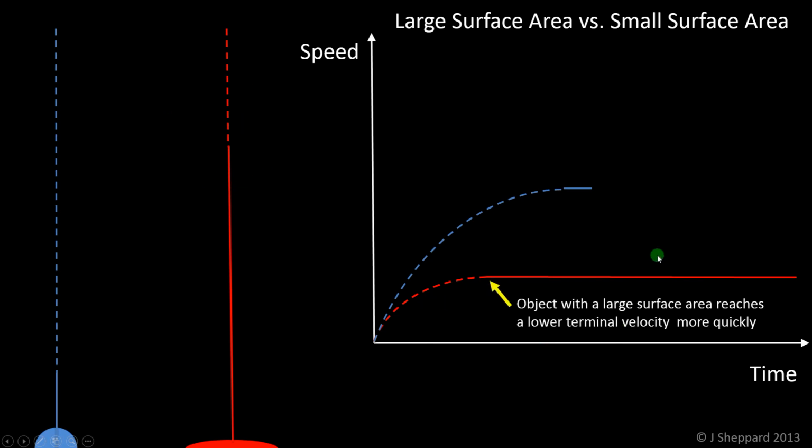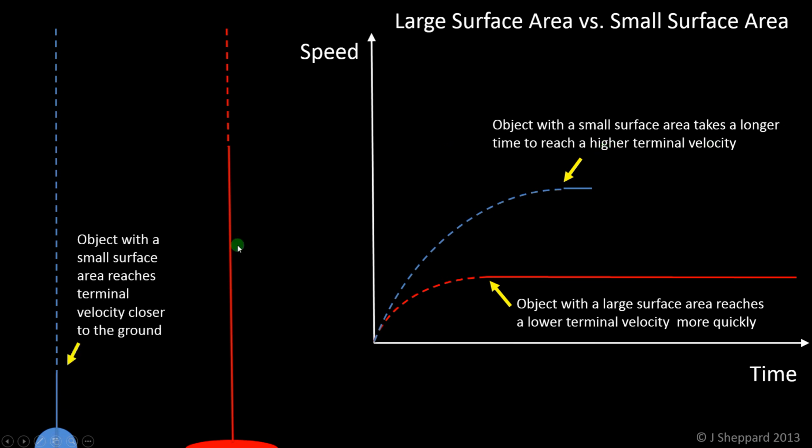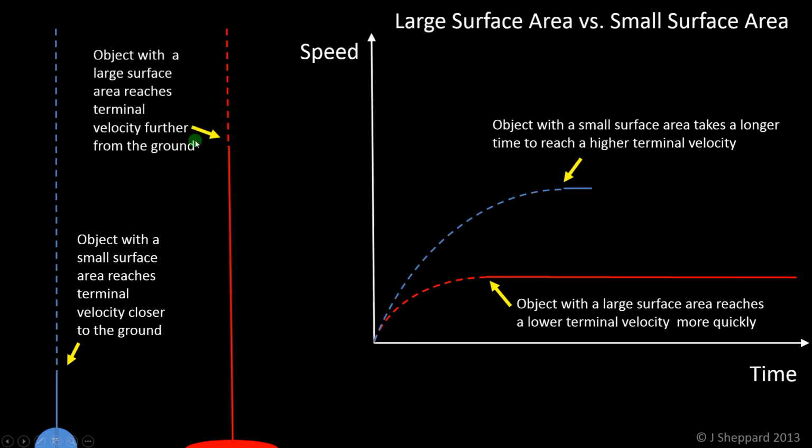An object with a large surface area reaches a lower terminal velocity more quickly. The object with a small surface area takes a longer time to reach a higher terminal velocity. And similarly, the object with a small surface area reaches terminal velocity closer to the ground, so for a large section of its journey, it's still accelerating, it's still getting faster. Whereas the object with a large surface area reaches terminal velocity further from the ground, so it's only accelerating for a short section of its journey before it sort of drifts down steadily. So those are the key differences between two objects with different surface areas in terms of how they fall.